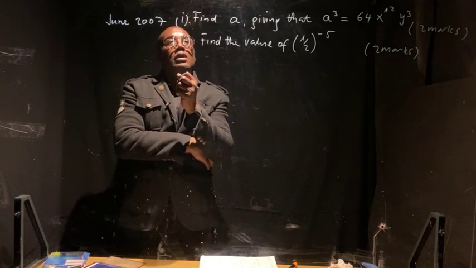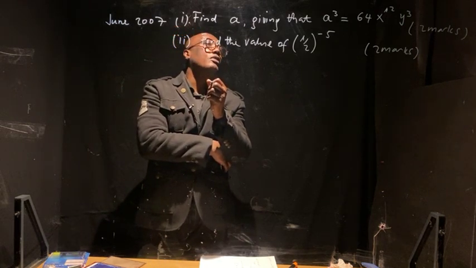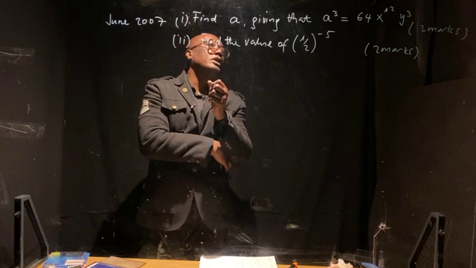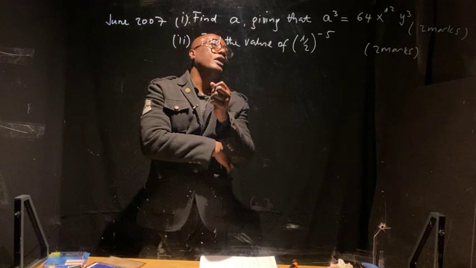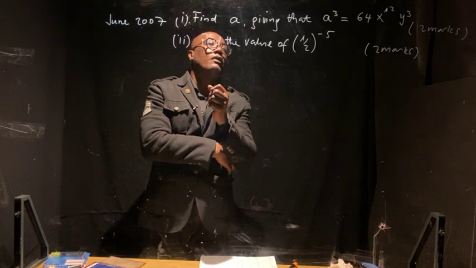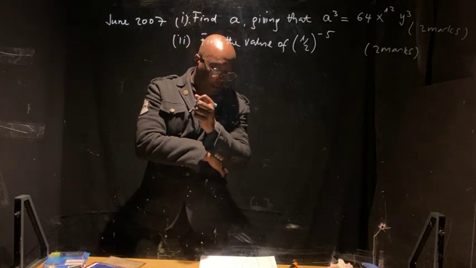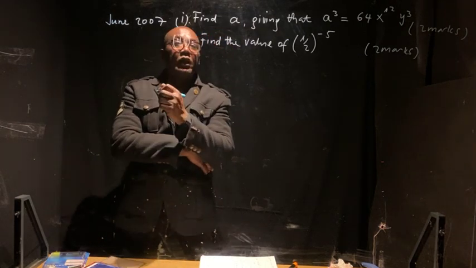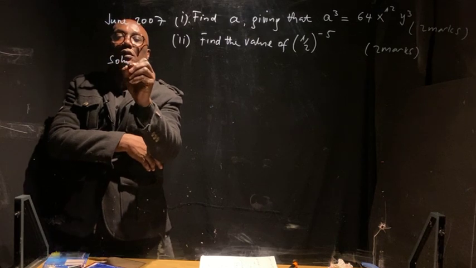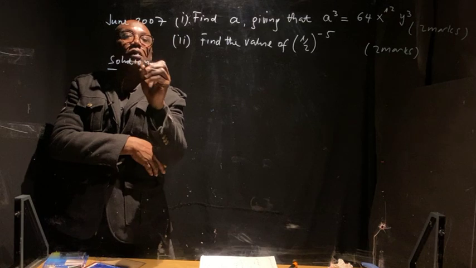So the first one says find a, given that a cubed is equal to 64 multiplied by x raised to the power 12 multiplied by y raised to the power 3. And the second one says find the value of half raised to the power negative 5. Each one of them is 2 marks. See how we can do it. Solution 1.